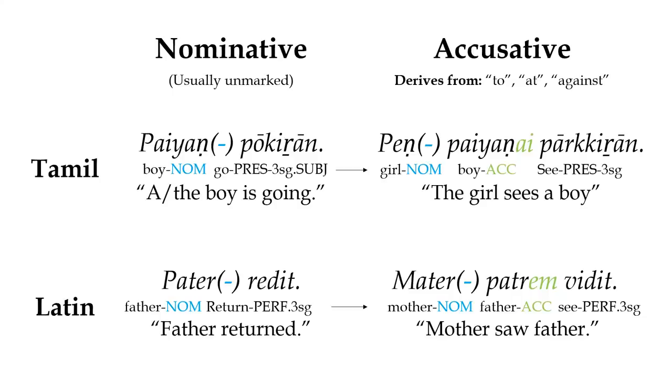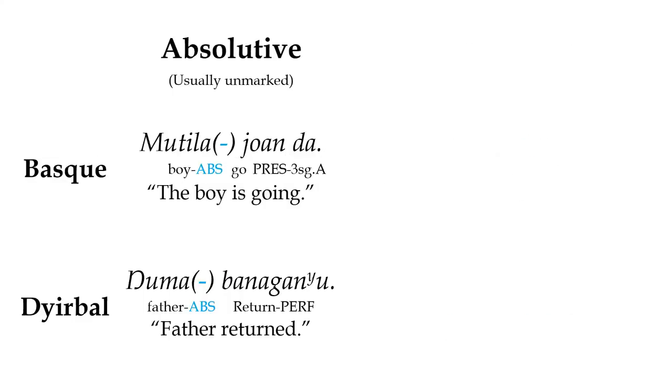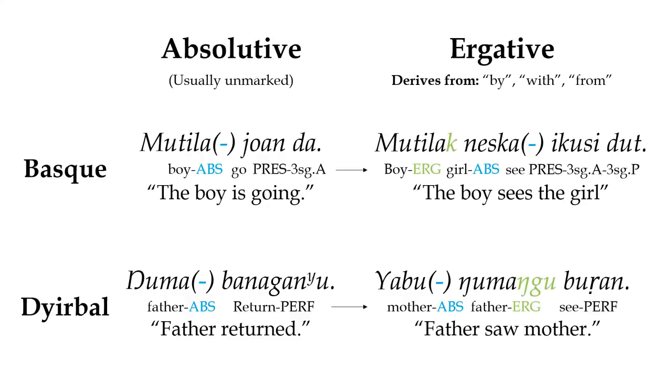at, or against. Conversely, in ergative systems, the subject of an intransitive verb and the direct object of a transitive verb will both be placed in the absolutive case, which is also usually left unmarked, while the agent of a transitive verb will be placed in the ergative case, which may evolve from adpositions like by, with, or from.